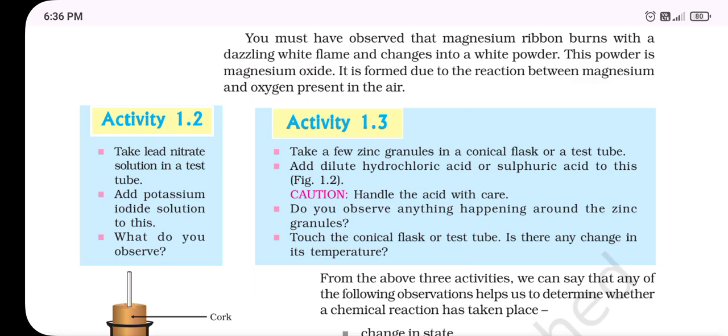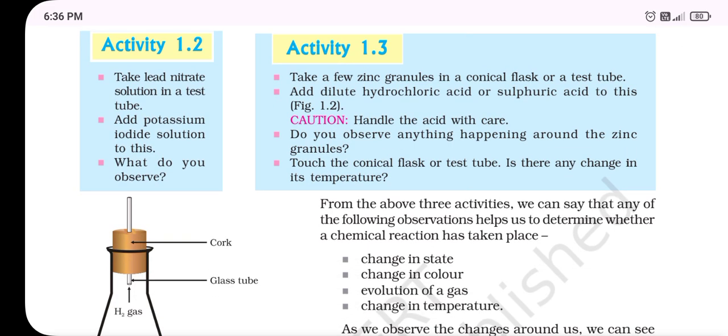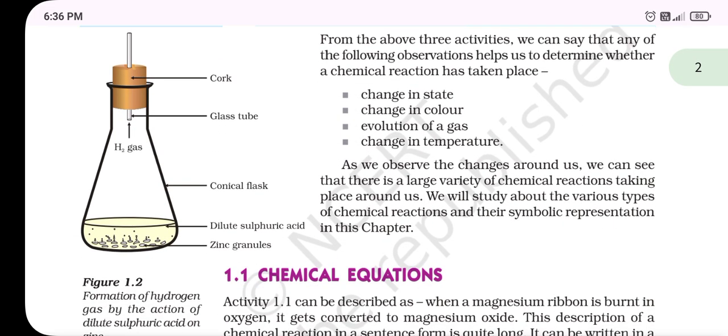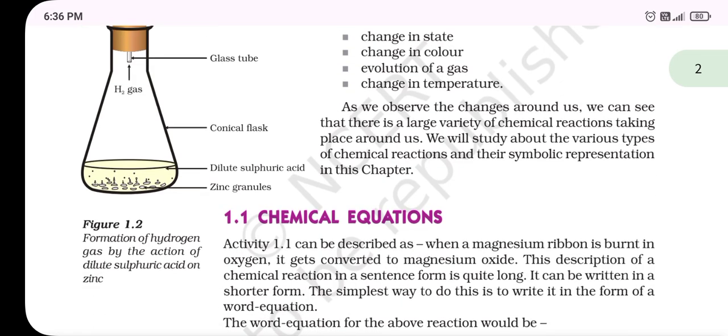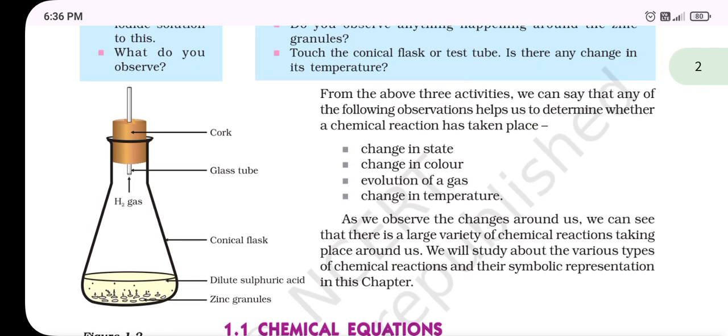It is formed due to the reaction between magnesium and oxygen present in the air. Here are activity 1.2 and activity 1.3. Figure 1.2 shows the formation of hydrogen gas by the action of dilute sulfuric acid on zinc.